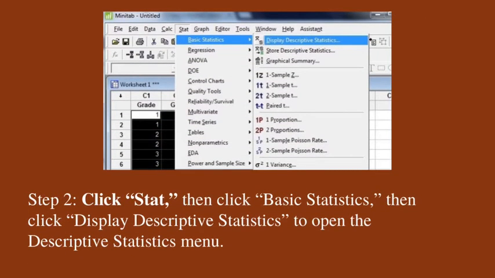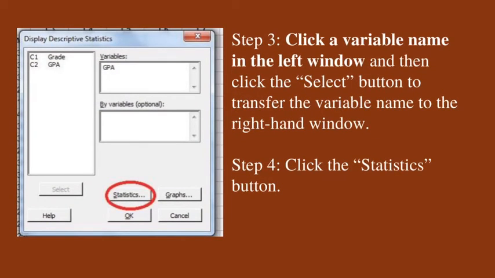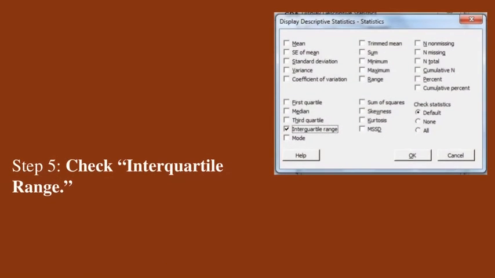Step 2: click Stat, then click Basic Statistics, then click Display Descriptive Statistics to open the Descriptive Statistics menu. Step 3: click a variable name in the left window and then click the Select button to transfer the variable name to the right-hand window. Step 4: click the Statistics button. Step 5: check the interquartile range.